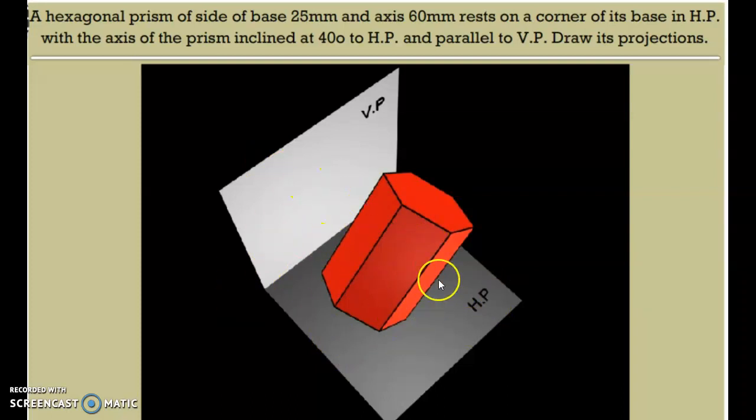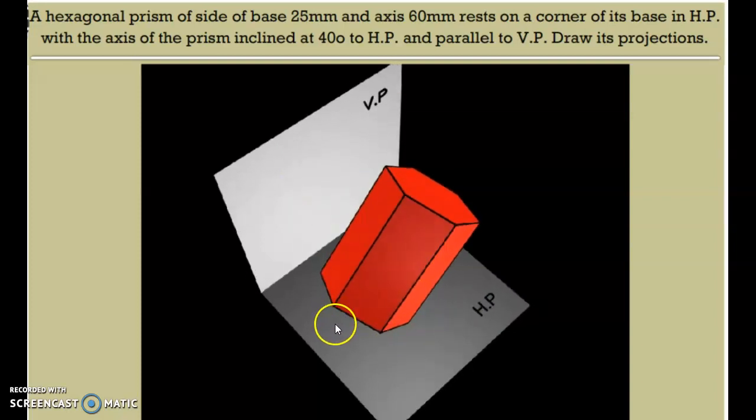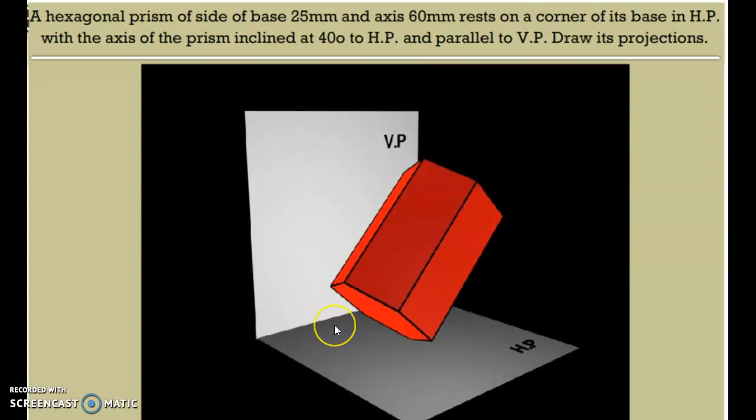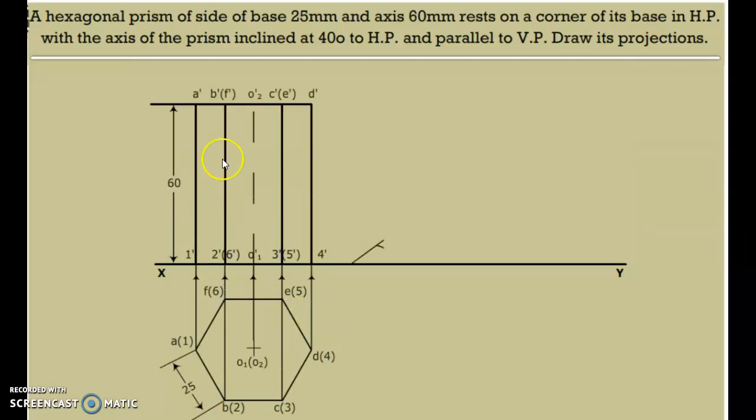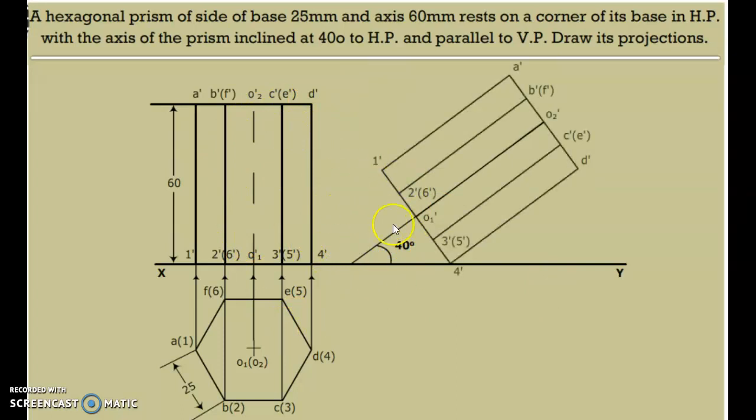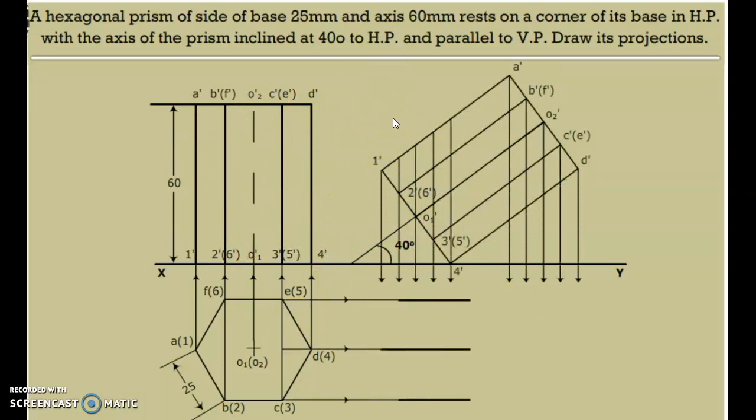So see the orientation. If you have any doubts, you can type in the comment section. So this is a horizontal plane and this is a vertical plane. So it is resting on one of its corner, and while it's resting on its corner, the axis is inclined at 40 degree. Okay, so now let's go to the problem. Just see the diagram and then I will give the explanation for construction.